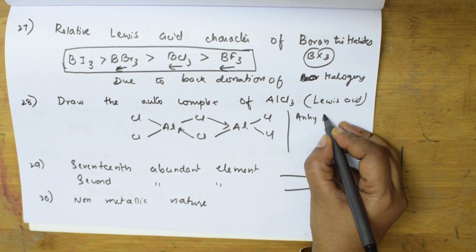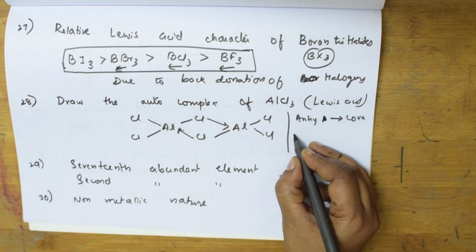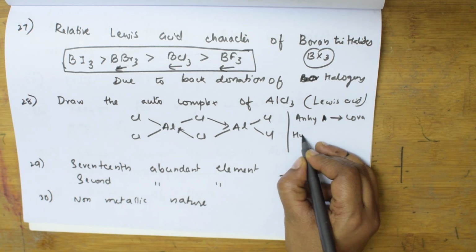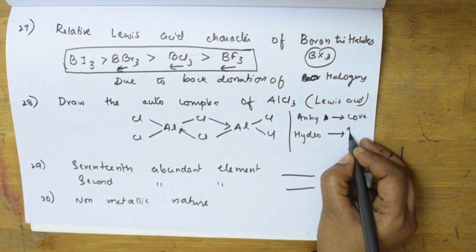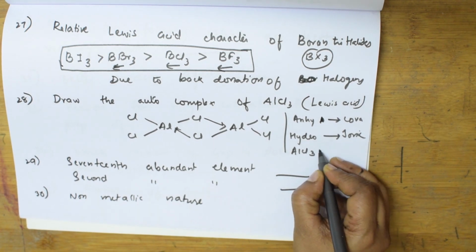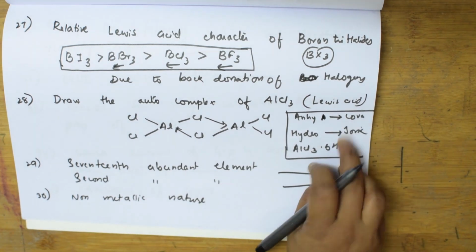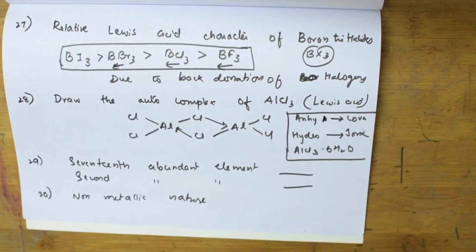Anhydrous form of aluminium chloride is covalent. But if it is hydrous form, it is always ionic in nature. What is the formula of this? This is nothing but AlCl3.6H2O. Remember this. Anhydrous form is covalent, hydrous form is ionic in nature with this formula.